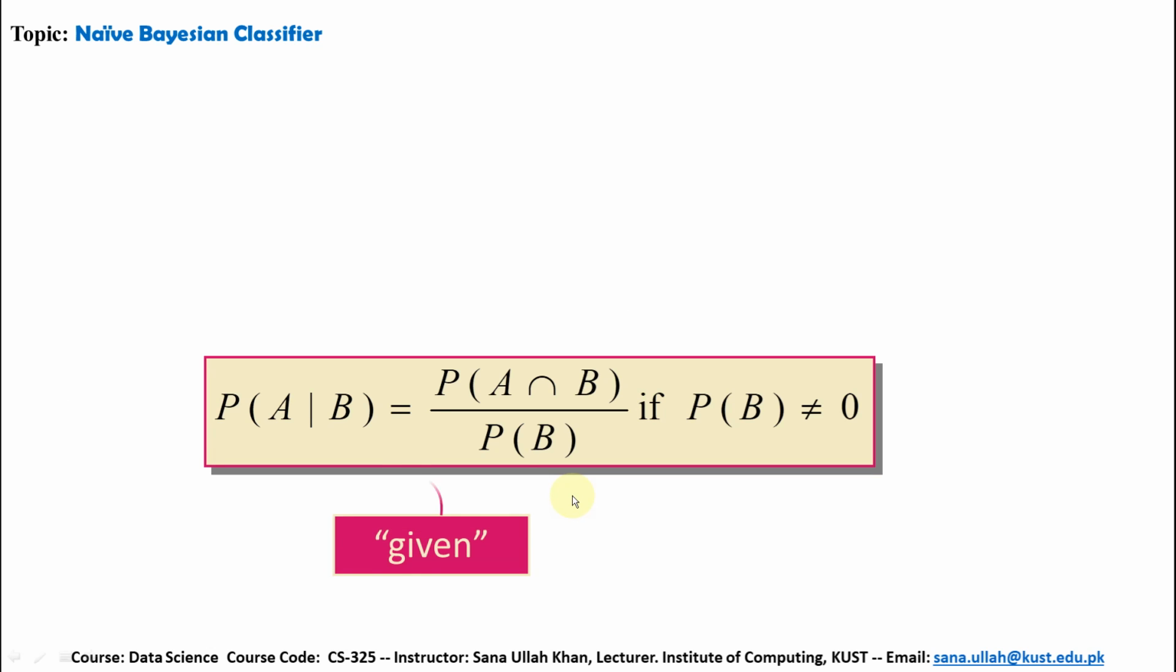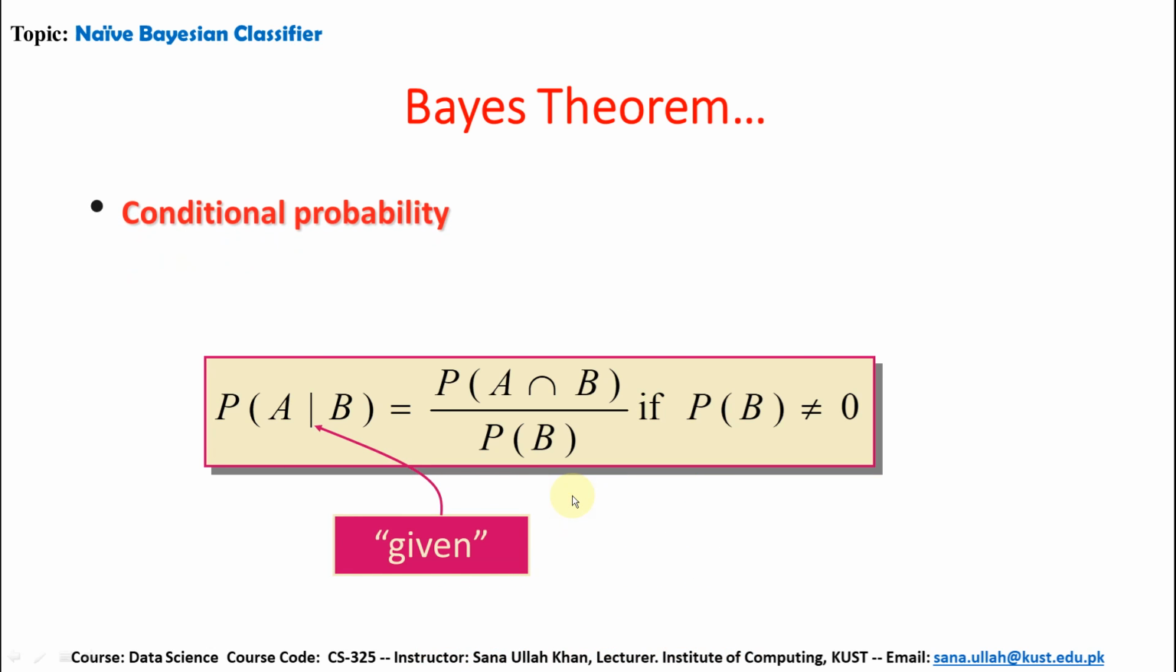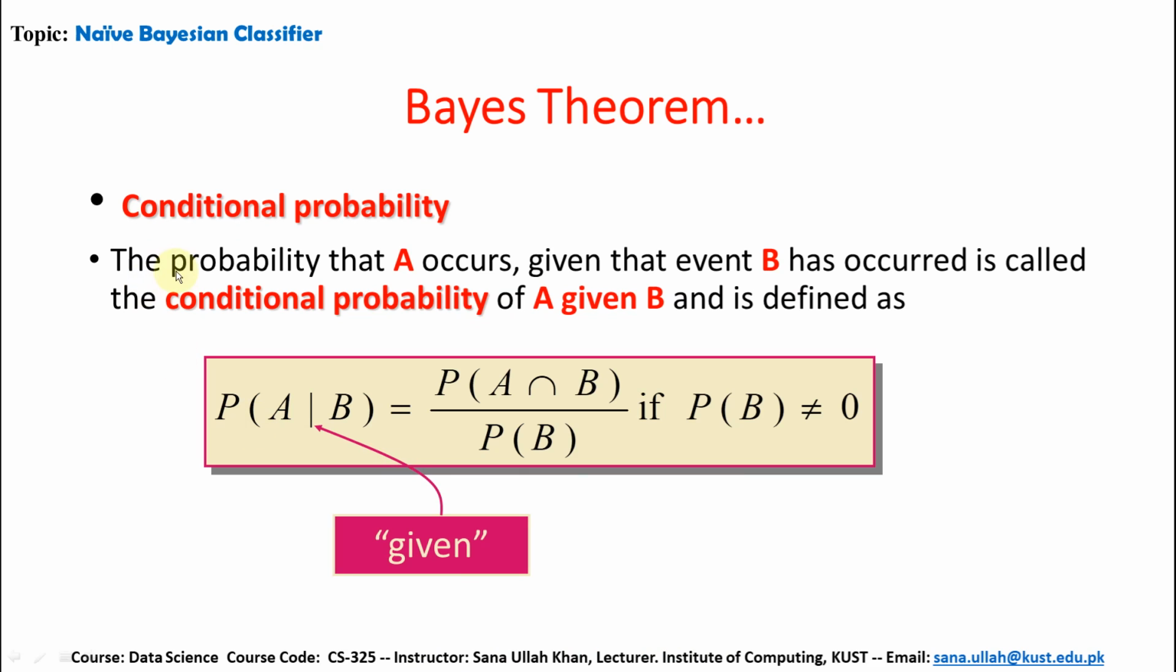Conditional probability: the probability that A occurs given that event B has occurred is called the conditional probability of A given B, and is defined as probability of A given B is equal to probability of A intersection B divided by probability of B, if probability of B is not equal to 0.